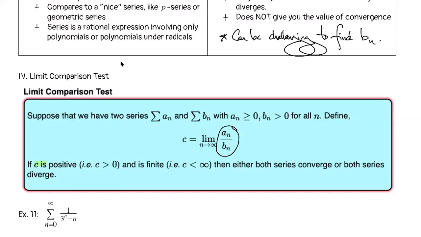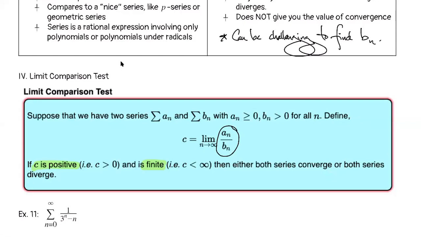If C is positive and finite, so positive infinity doesn't count. 1,000 counts. 1/2 would count for C. But if the C is positive and finite, then both series converge or both of them diverge.